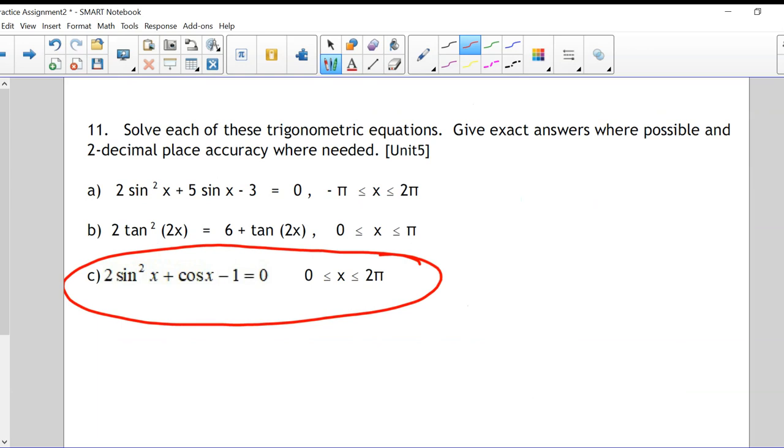2 sine squared x plus cosine of x minus 1 equals 0. By the way, it says give exact answers where possible and 2 decimal place accuracy where needed. So if it is possible to give an exact answer, you should. In fact, you have to get full marks.